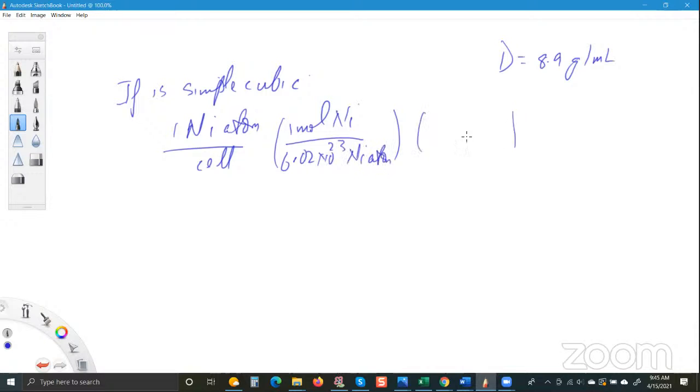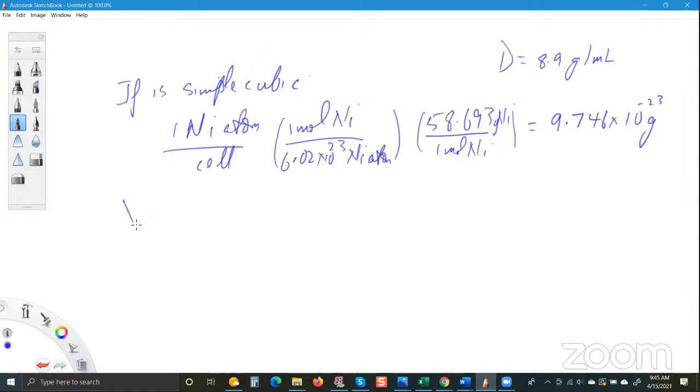And then the next step is where we look at the molar mass, which I looked up earlier, 58.693 grams of nickel for every 1 mole of nickel. And when I did this calculation, the answer I got is 9.746 times 10 to the minus 23 grams. All right.